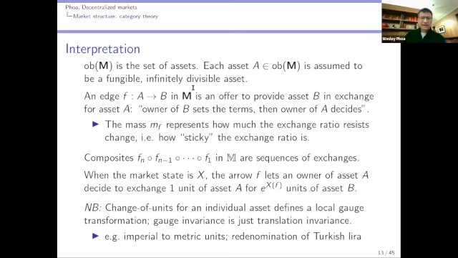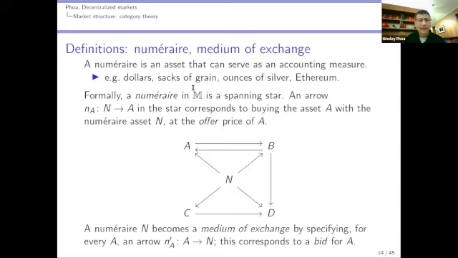And a state, which is this functor from the free category M to the additive reals, that when the market state is X, the arrow f, X of f means that B is offering to exchange X of f units of asset B for asset A, which A can choose to lift if they want to. And there's a technical note, which I think you should just ignore right now.